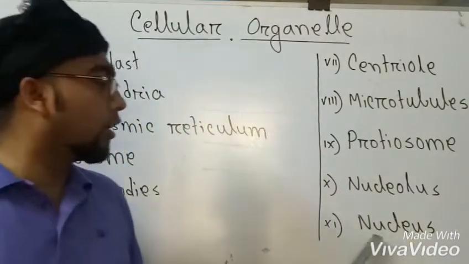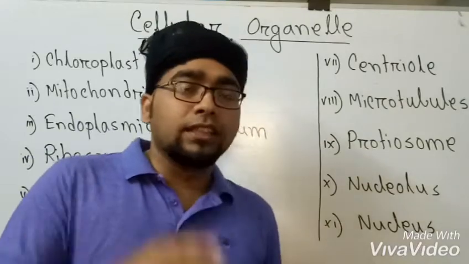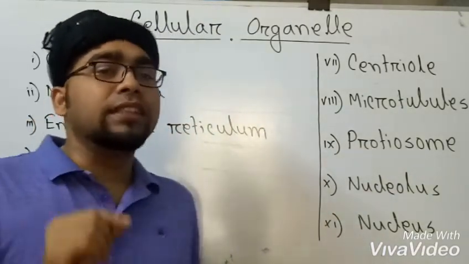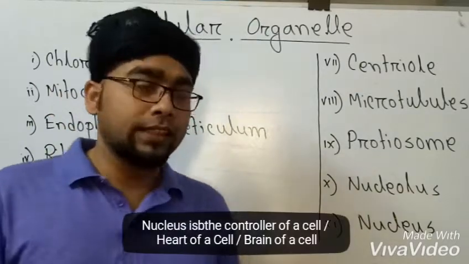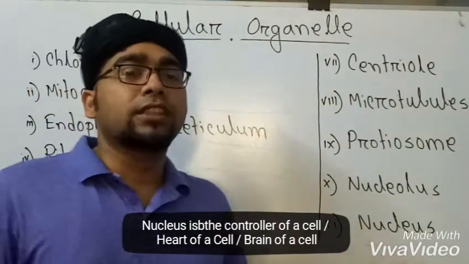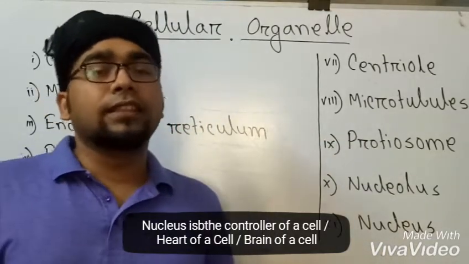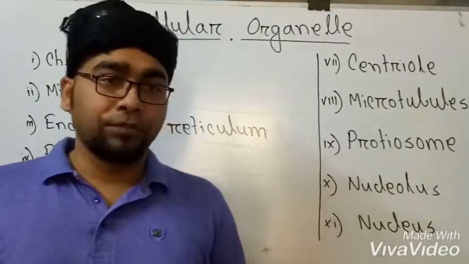The last cellular organelle is the nucleus, the most important organelle of a cell. This nucleus is the controller of a cell, and this nucleus may be considered as the heart of a cell, or you may consider it as the brain of a cell.